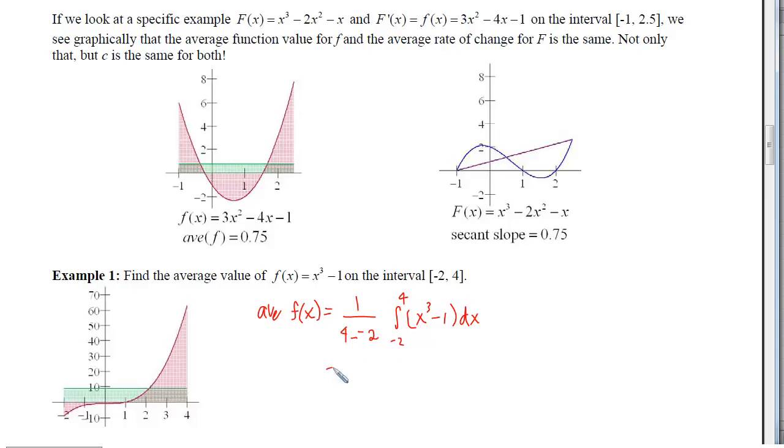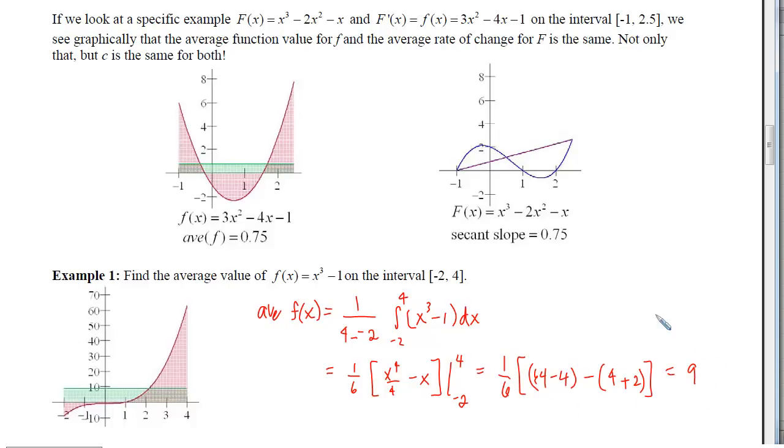So here I've got this. If I simplify it, I'll have a 1 over 6. This asks the question, what did I take the derivative of with respect to x that gave me x cubed minus 1? And the answer is x to the 4th over 4 minus x. And I'm evaluating from -2 to 4. So plug in your 4. You'll get a 4 cubed minus a 4. Plug in your -2, you'll get a 16 over 4, which is a 4, minus a -2. So it looks like we have a 60 minus a 6. That's a 54 divided by 6 gives us 9.